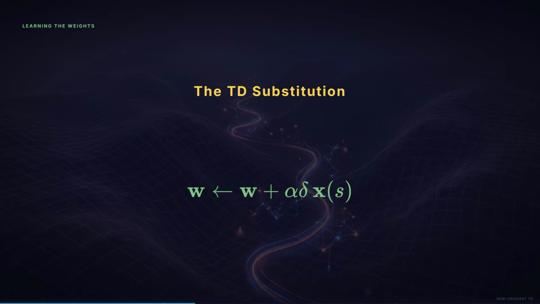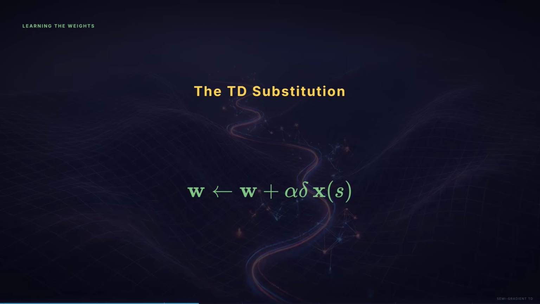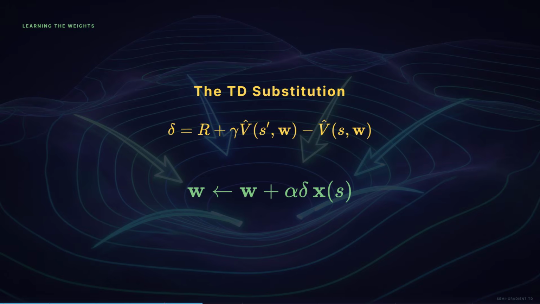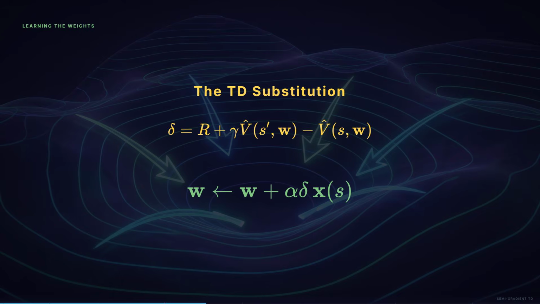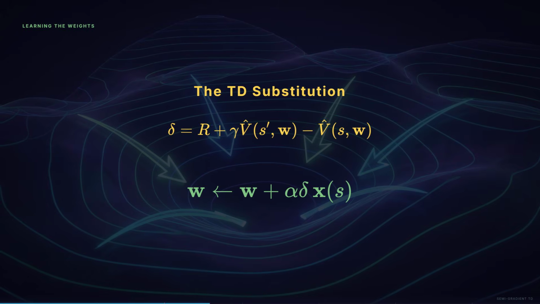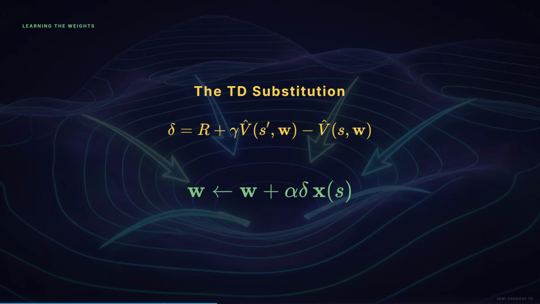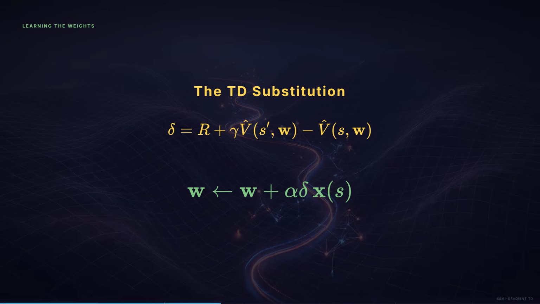But here's the subtlety. We don't know V pi of S, the true value. So we substitute the TD target. R plus gamma times V hat of S prime, W. The update becomes W gets W plus alpha times delta times X of S, where delta is the TD error. R plus gamma V hat of S prime minus V hat of S.